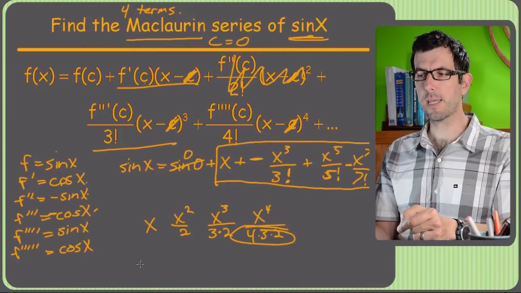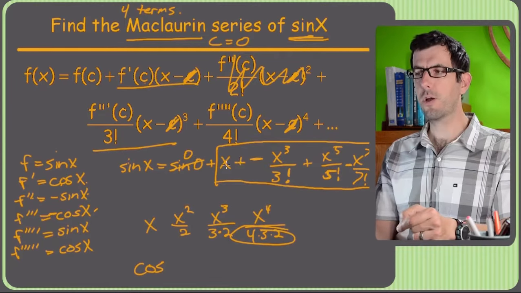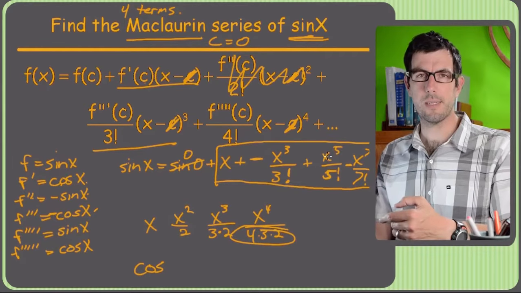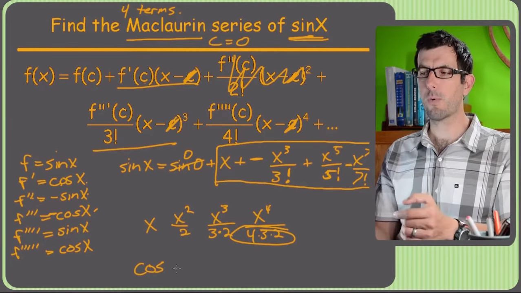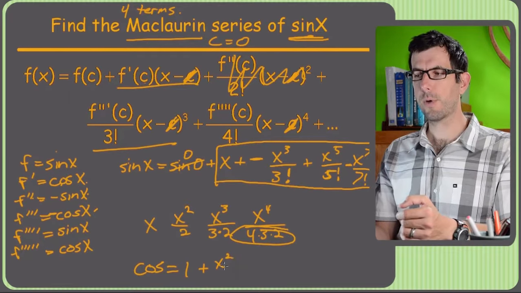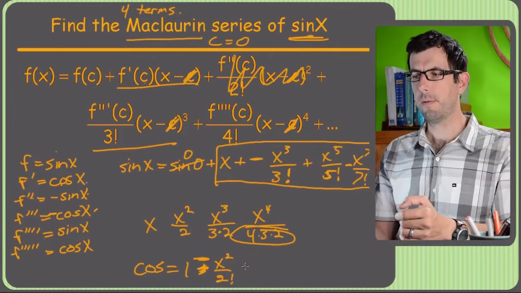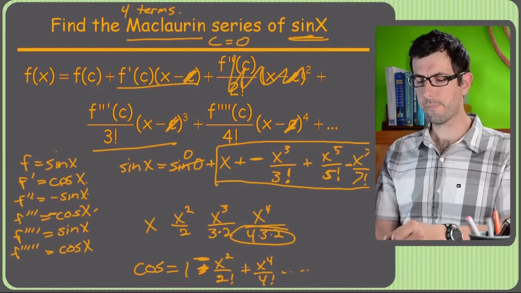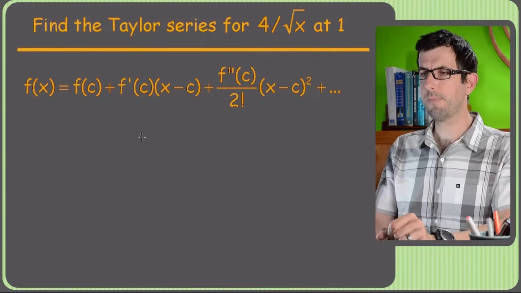So it turns out the cosine expansion is going to look almost exactly the same, except it's going to have even powers of x instead of odd powers, and it's going to start with 1. So it's going to be 1 minus x squared over 2 factorial, plus x to the 4th over 4 factorial, etc. Hopefully I didn't just ruin a problem for us.